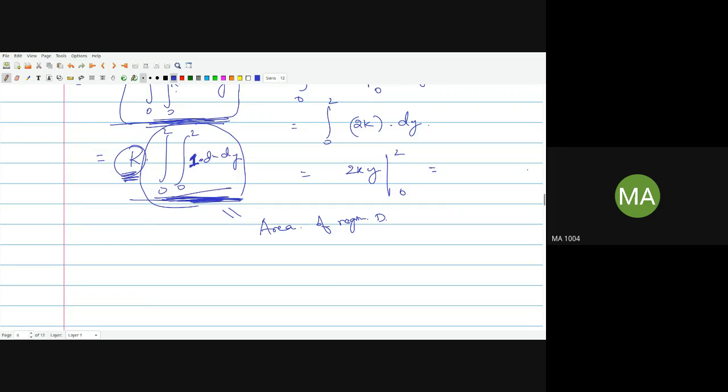Even if you compute this double integral, or if you compute the area of this region D, both will be equal in all possible cases. So we are not saying this double integral is area. If you compute this double integral, it will give you the area of the region D. Once you compute the value, that value is nothing but the area of our region.